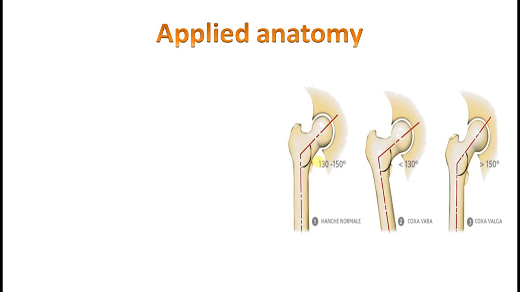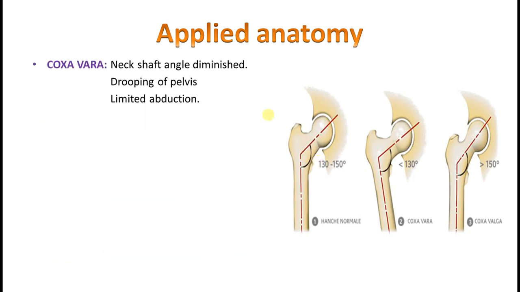So we have finished the muscles, movements, and the muscles producing these movements. Coming to the applied anatomy. Coxa vara, decreased neck shaft angle. When there is a decreased neck shaft angle, abduction is limited, because the greater trochanter easily comes and approximates with the ilium. Because of this, abduction is not possible. When abduction cannot happen effectively, there will be a drooping of the pelvis.